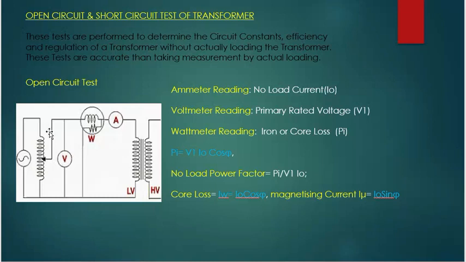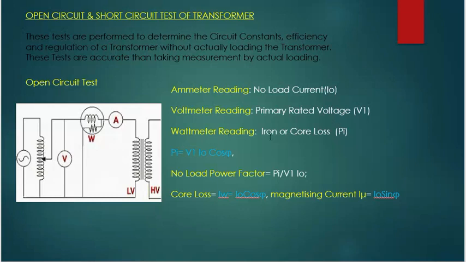In case of the open circuit test, the high voltage winding is left open and rated voltage with rated frequency is applied to the low voltage winding. Voltmeter, wattmeter and ammeter are connected to the low voltage winding. As the HV winding is open circuited, the reading of the ammeter will be the no load current. The voltmeter reading will be the primary rated voltage V1.